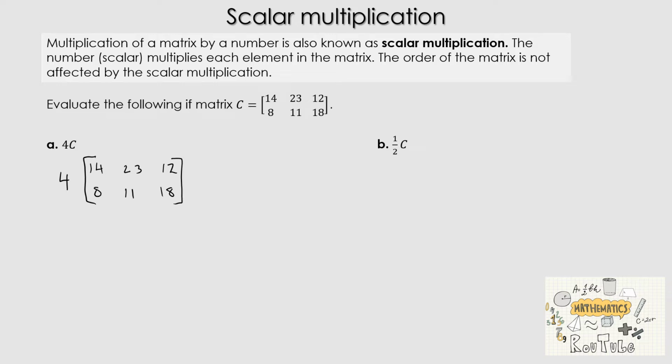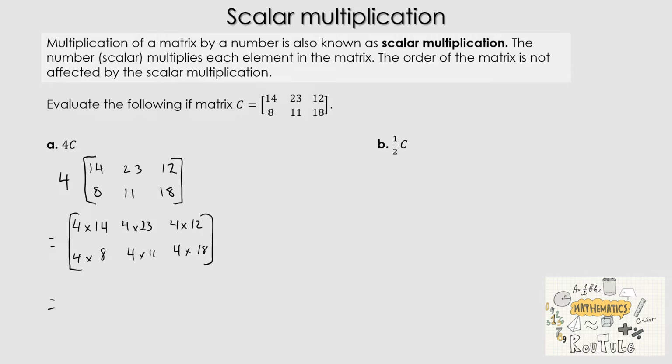So 4 is our scalar. Like we said before, 4 is going to multiply each element inside the matrix, so each of those 6 numbers inside the matrix. So let's go ahead and do that. Now you can see I am about to multiply each of the elements inside the matrix by that scalar number of 4. If you need your calculator, don't be afraid to use it. And now we can just work each element out.